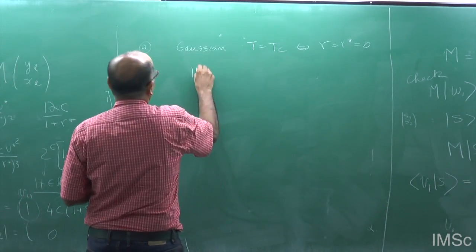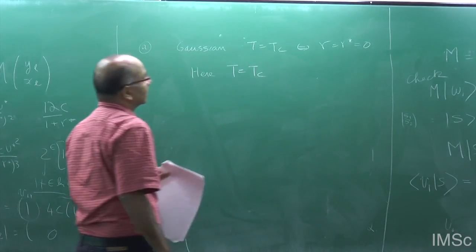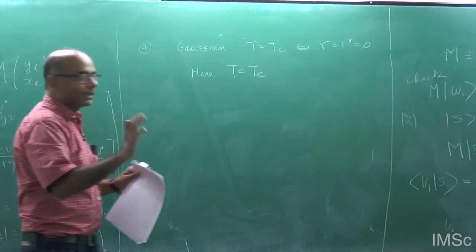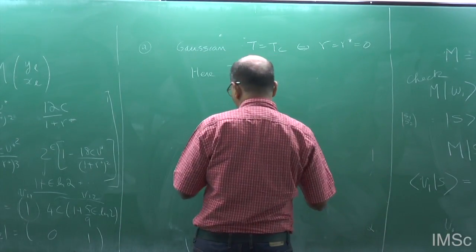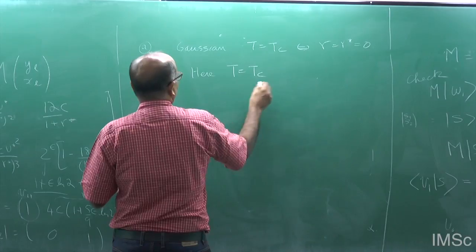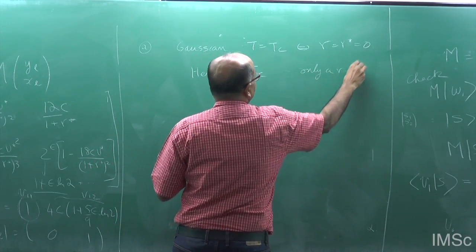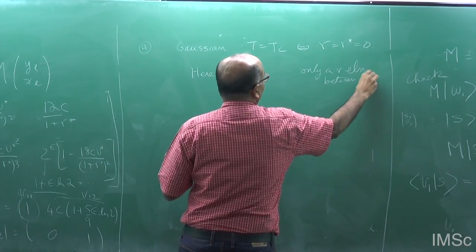Now here, if you choose t equals Tc, you can't fix 2 parameters, you tune 1 parameter, so you can't hope to fix both u and r, but you can get a relation between them, a relation between u and r.